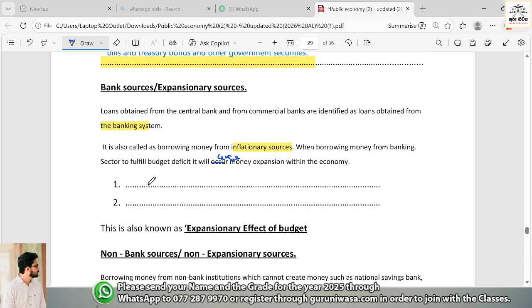There are two sources. What are the sources the government can borrow funds from? Number one, the central bank. The other one is commercial banks. This is also known as the expansionary effect of the budget.